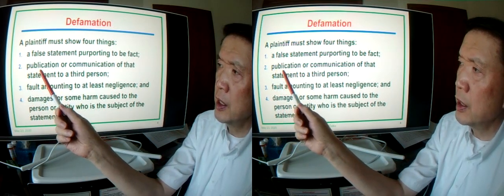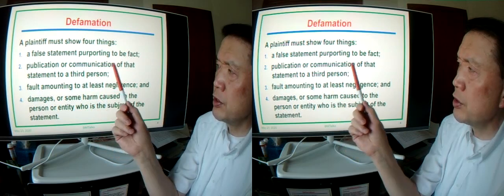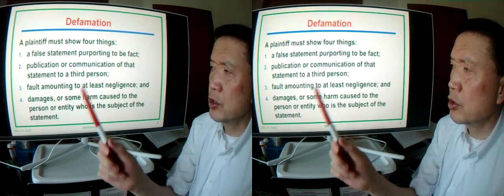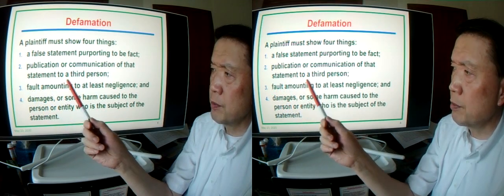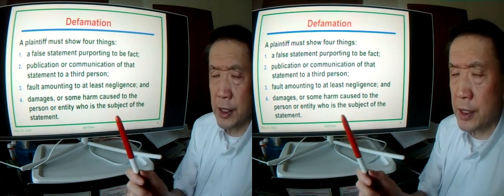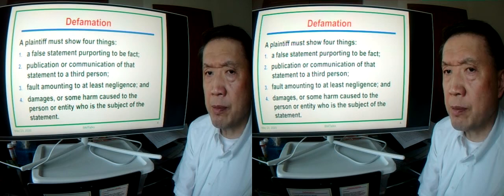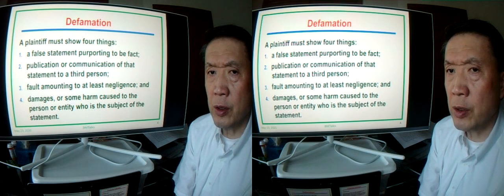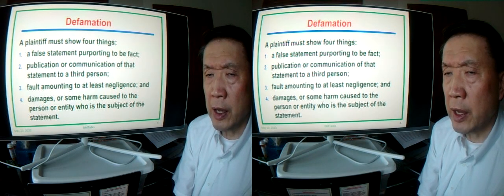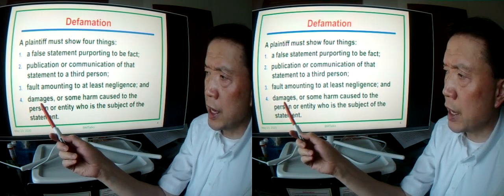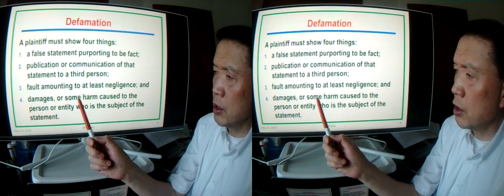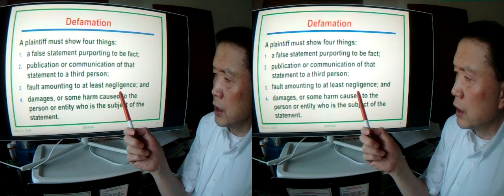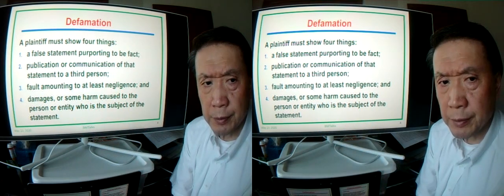The second, publication or communication of that statement to a third person. Third, fault amounting to at least negligence. In other words, that I'm careless in the way that I present the evidence. Fourth, damages, or some harm caused to the person or entity who is the subject of the statement.